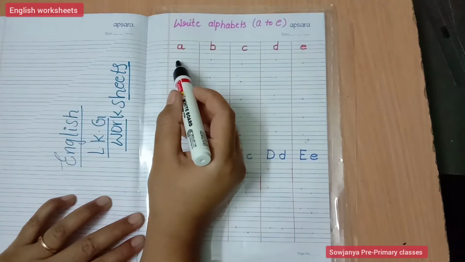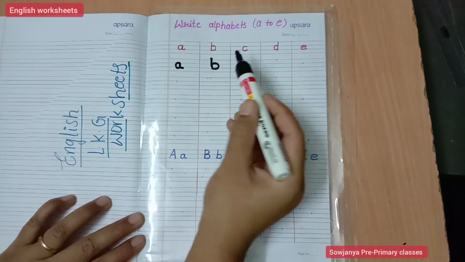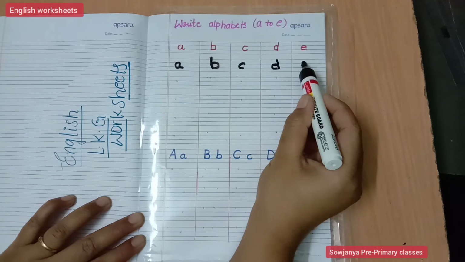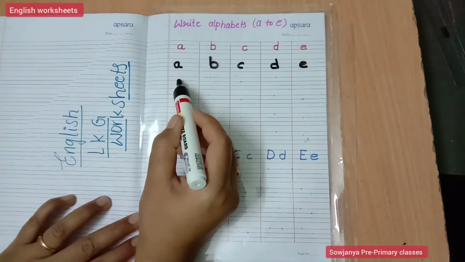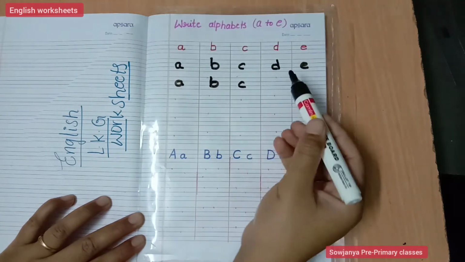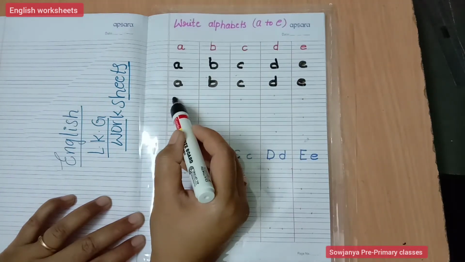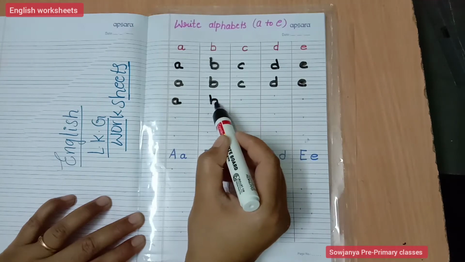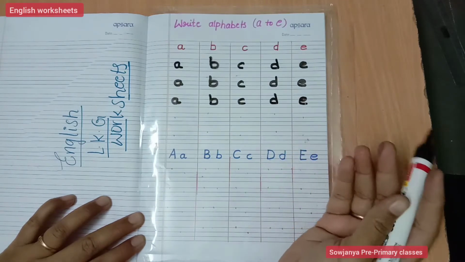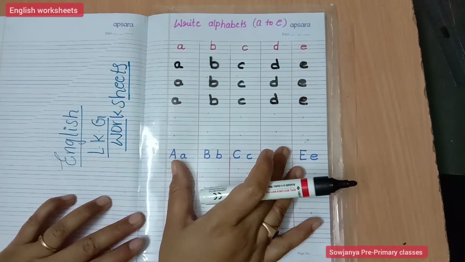See, A. Write A. B. C. D. E. Again we'll write A. B. C. D. E. A, B, C, D, E. While writing these alphabets, they'll recognize easily how to write and they can learn.